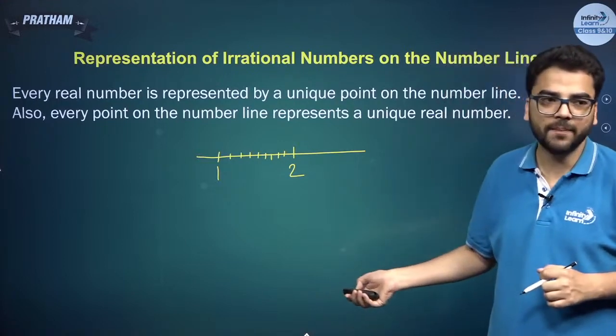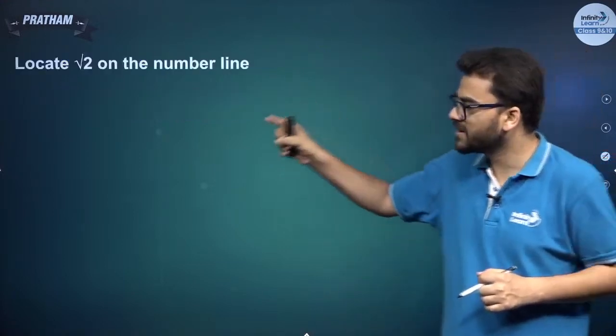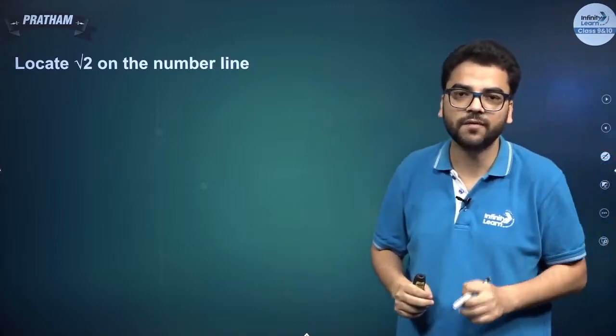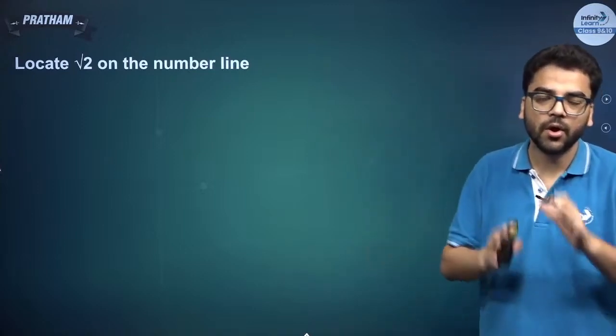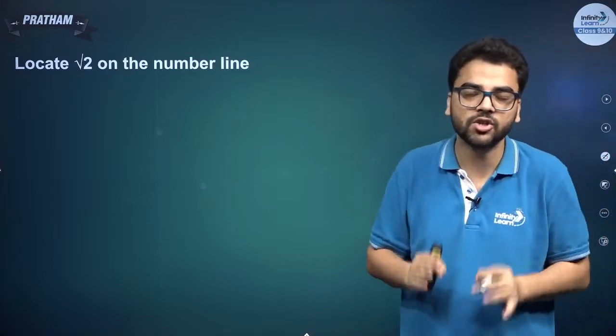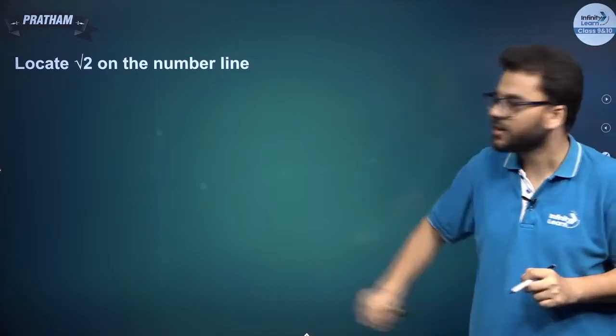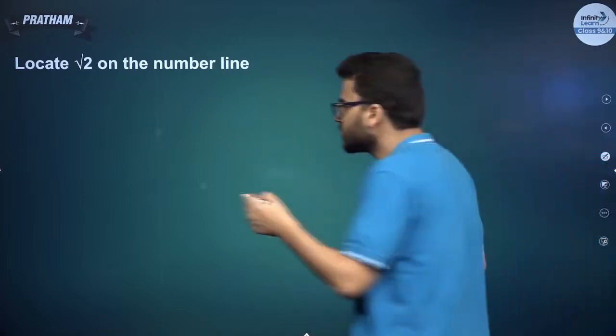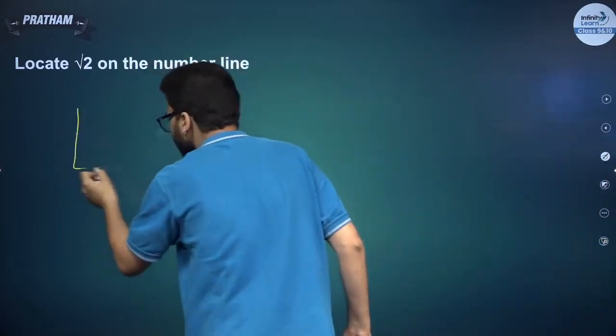Okay. Now basically over here we are going to represent irrational numbers on the number lines. Representation of rational numbers you already know. We want to understand the representation of irrational numbers on the number line. So basically we can do it using Pythagoras theorem, right? So for that let's revise the Pythagoras theorem.